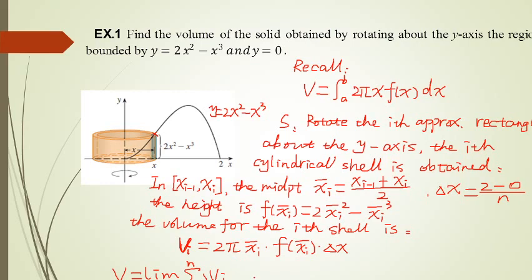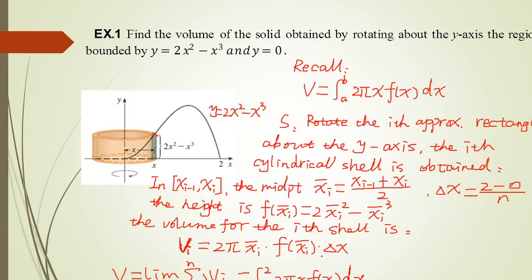And in this way, we can understand that the volume should be the definite integral from a to b. It's based on the region, from 0 to 2, right? And this curve is given in the question, so we know it's directly from 0 to 2 of 2 pi x f(x) dx. My f(x) is 2x squared minus x cubed, right?